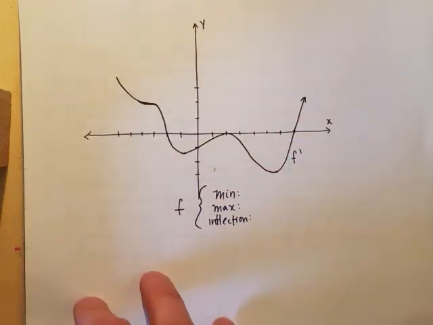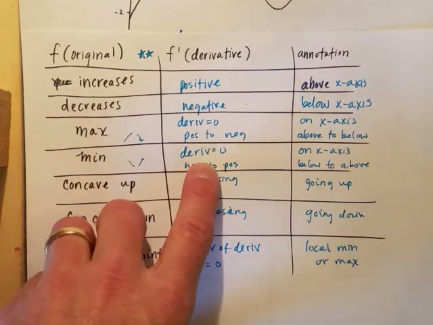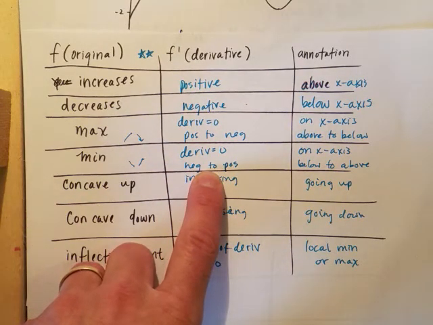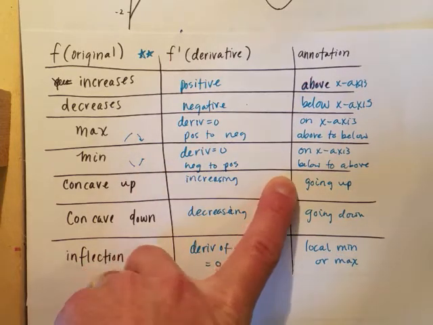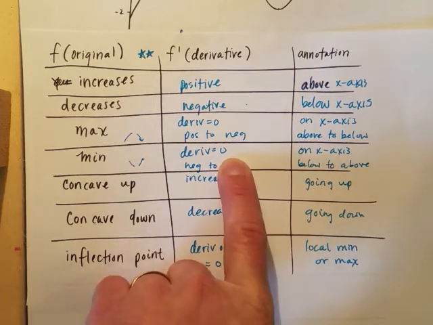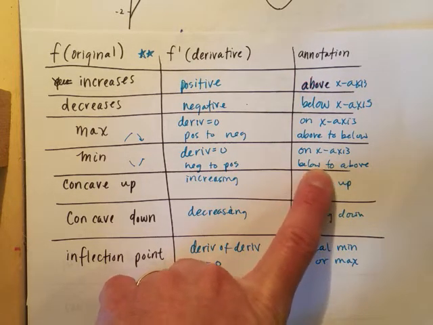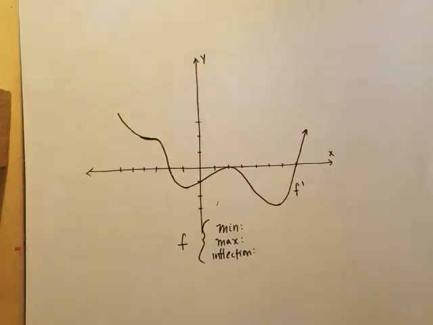So the minimum of f, let's see. If f has a minimum, we have to have a derivative of 0, and it has to go from negative to positive, right? From decreasing to increasing. So we're going to look for where our derivative is on the x-axis, right? That'll give me a 0. And it goes from below to above, negative to positive. So we've got to look for the x-axis, below to above.